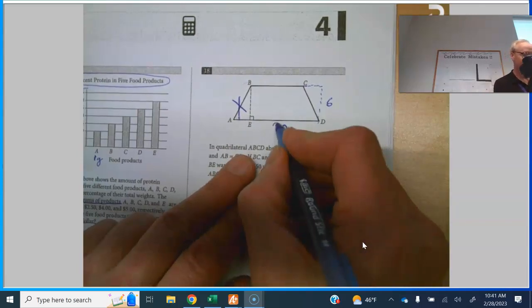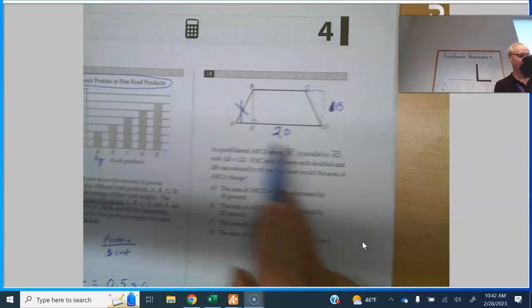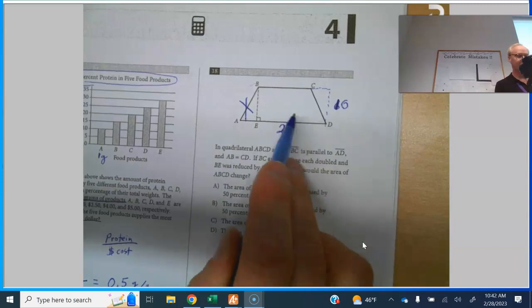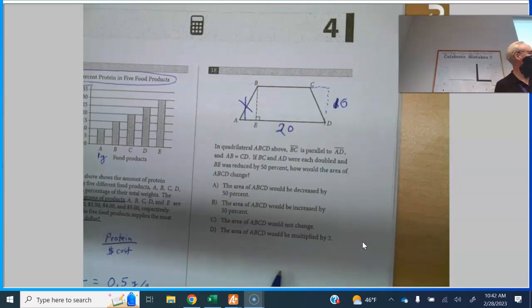In fact, I think I am going to make it 20 and 10, and I'm going to follow the same thing that it says to do here. Use this, find its area, and then change it, and then find the area of the new one.